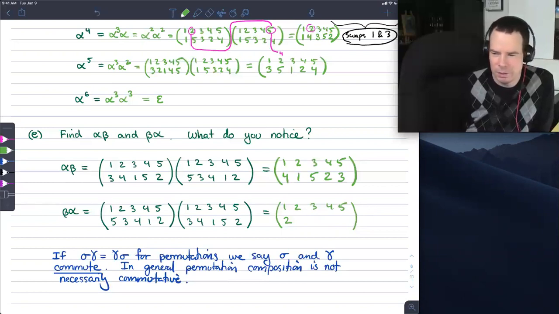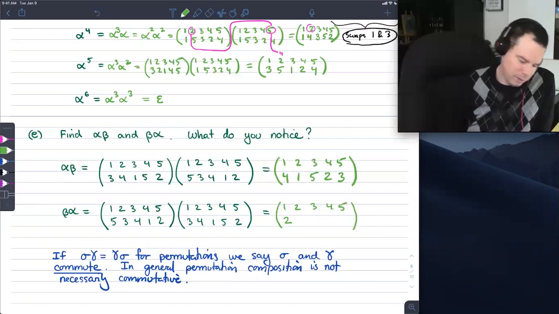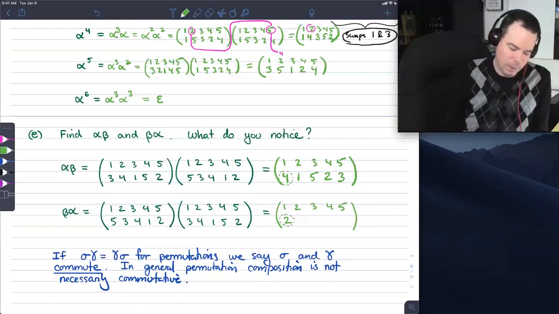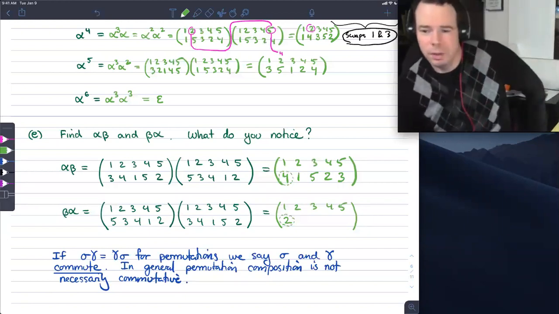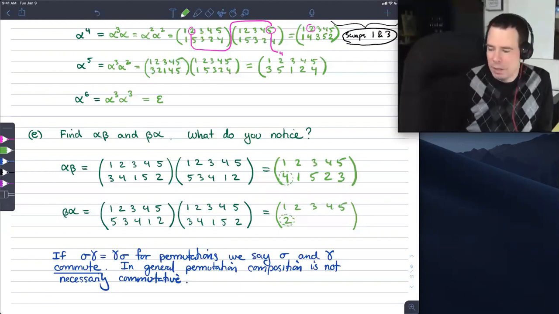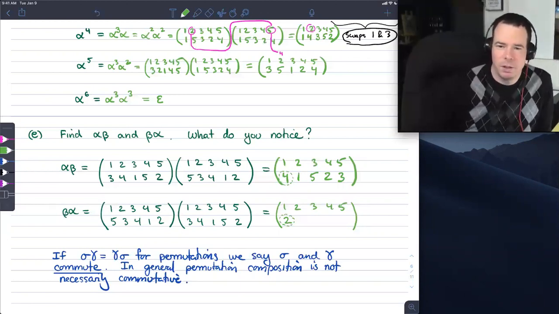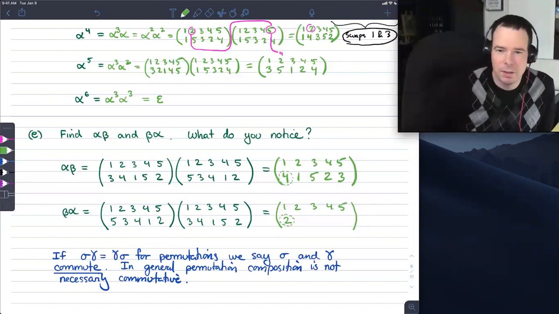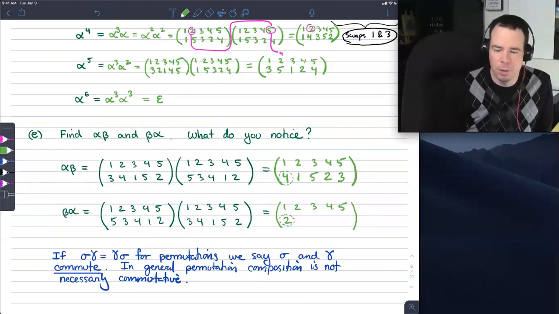Yeah, order matters because these are different. This one takes 1 to 4, whereas this one takes 1 to 2. And that's all I need to know in order to know two permutations are different from each other. If they just behave differently on one input, then I know they're different. So that's just something to keep in mind as well, that if you want to know two permutations are different, you only need to show they act differently on one input value. And that tells you that they are different as permutations.